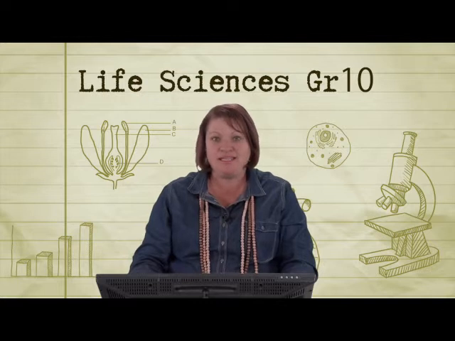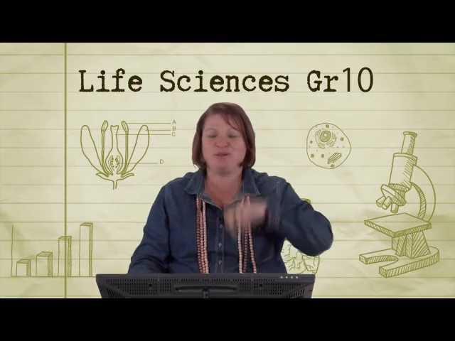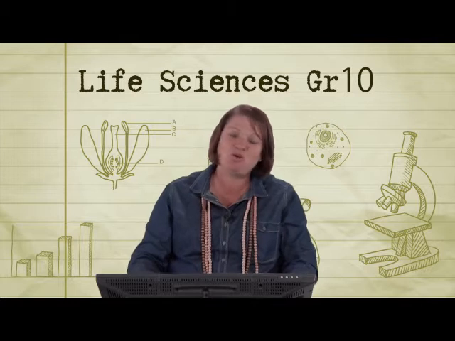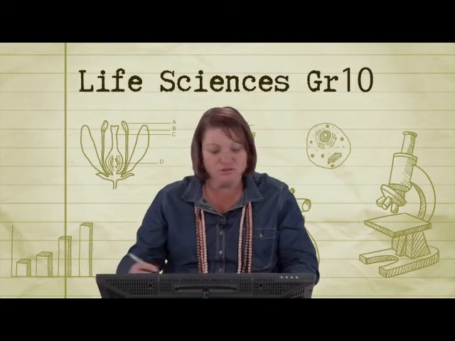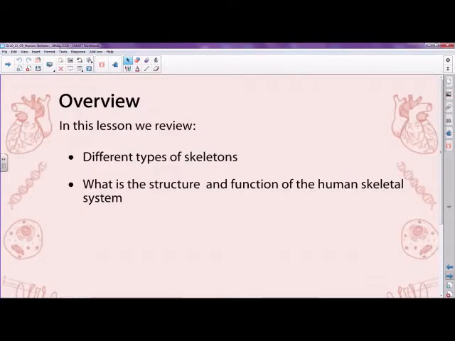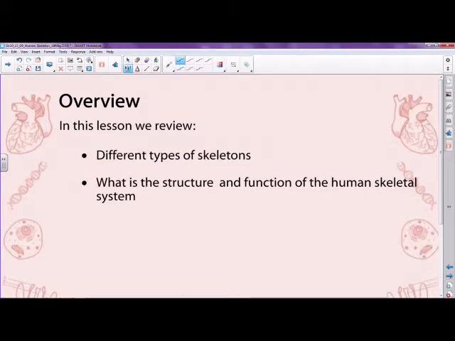But before we get into the interesting part of trying to label all the bones of your skeleton, we just need to do a little bit of background information. In the overview today, we need a brief understanding that there are different types of skeletons that certain animals have, and we're just going to look at the basic ones. Then we're going to look at the good stuff, which is the structure and the function of the human skeletal system.